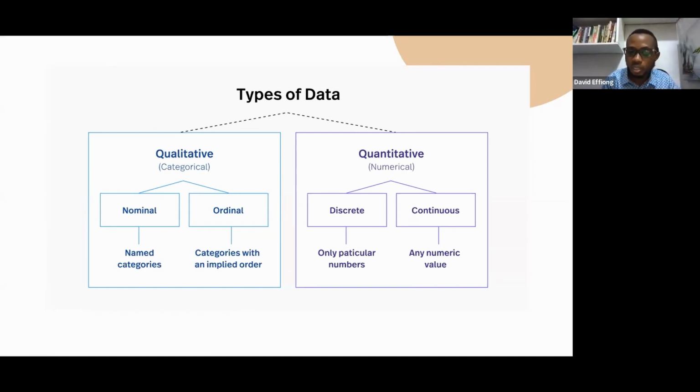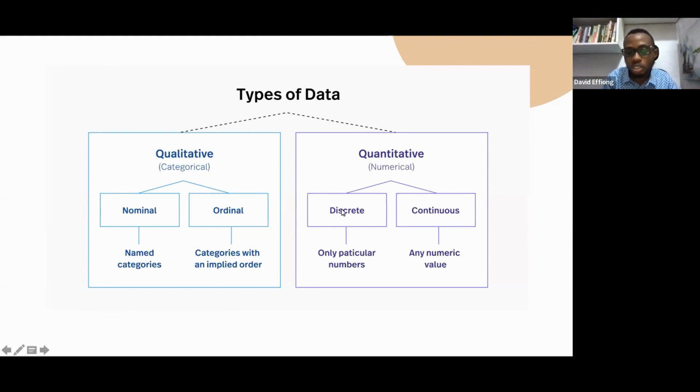Any numerical value. In my account, I can have $10,300, I can have $10,000.50 cents, right? I can have 5,322 naira, 75 kobo, right? So those are continuous data. It can be 1.2, it can be 0.0005. So it is numeric and it can fall at any value of the distribution.